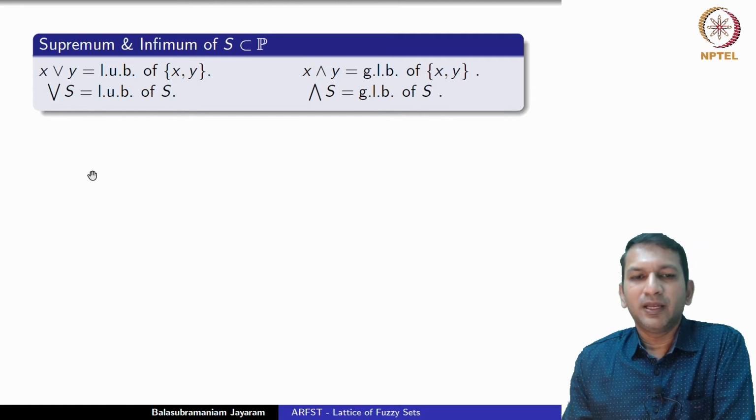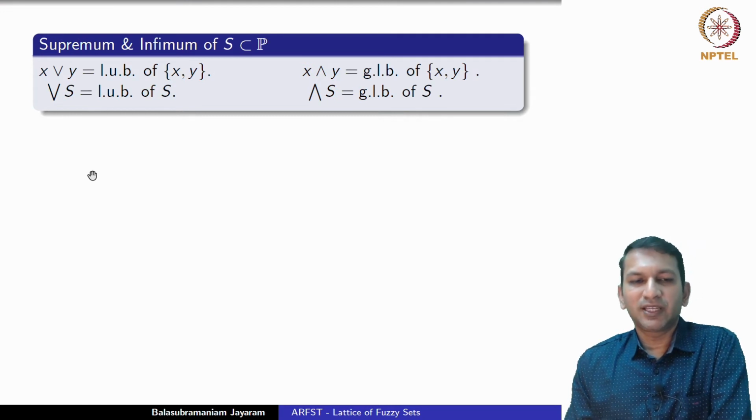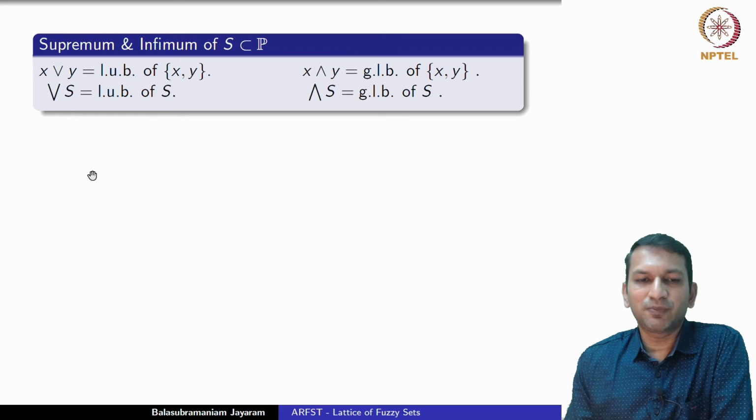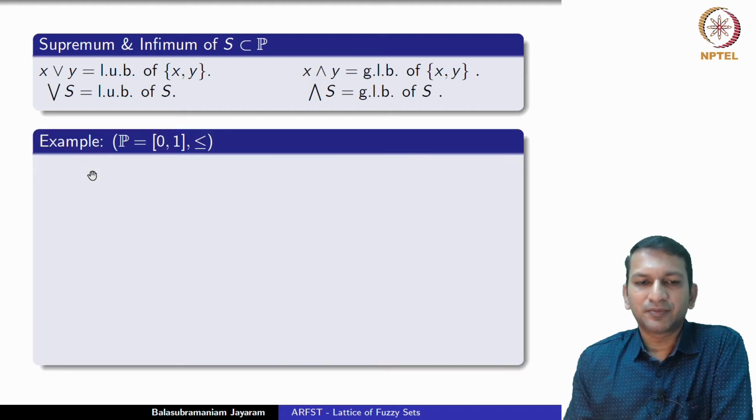Well, in a nutshell, this is what we have. Given a pair of elements or a subset S of P, we can define and determine its least upper bound or greatest lower bound if they do exist. Let's look at some examples.